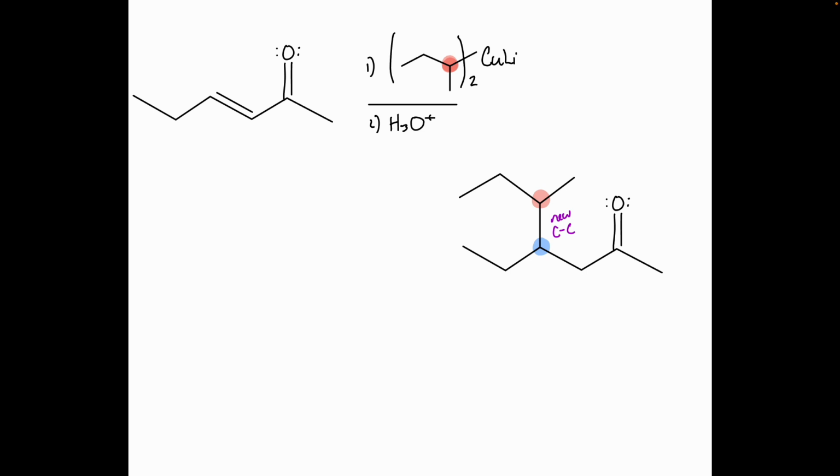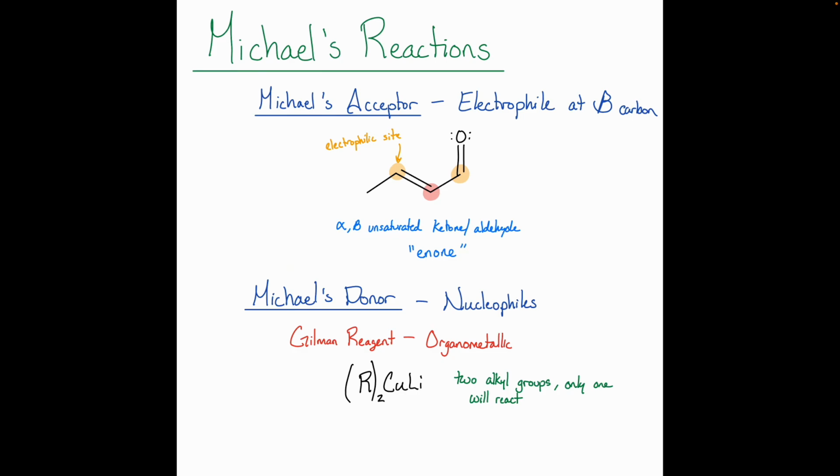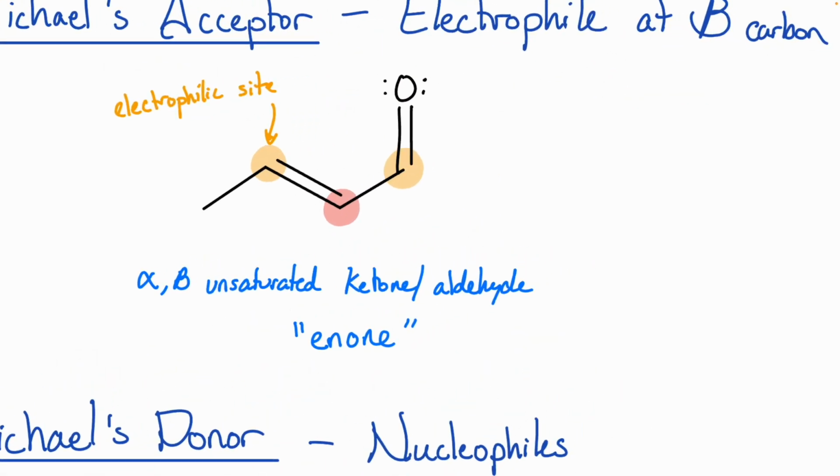Okay, so these are our Michael reactions, all right, where we take a Michael acceptor, an alpha beta unsaturated ketone or aldehyde, and we react it with a Michael donor. That's going to be our nucleophile in this reaction. All right, and for today, we just introduced this one Michael donor, our Gilman reagent, another one of these organometallic reagents that will create a new carbon-carbon bond. All right, and specifically with that beta carbon of our alpha-beta unsaturated ketone or aldehyde.